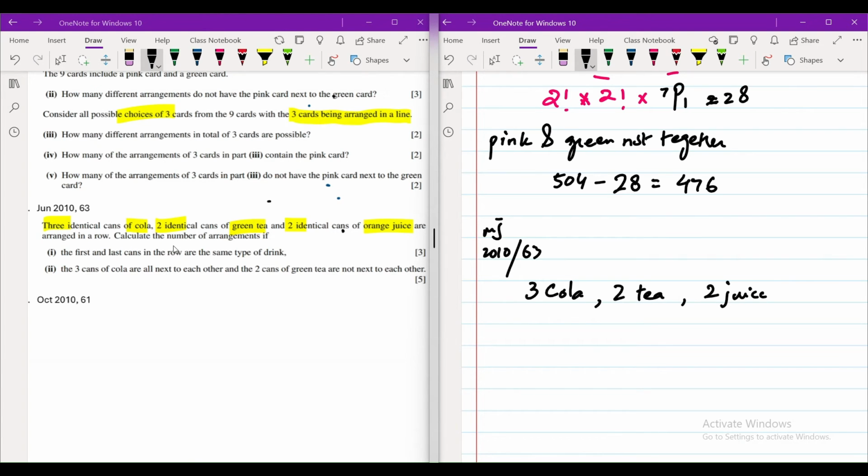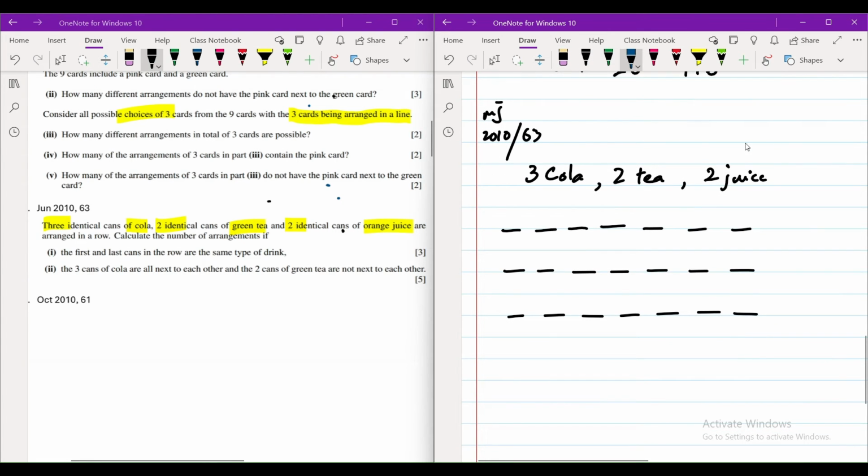Okay, arranged in a row, calculate the number of arrangements if the first and the last cans in the row are the same type of drink. Okay, so this is important. So we just have 3 choices, and we have 3 plus 2 plus 2. That means 7 possible slots. So 1, 2, 3, 4, 5, 6, 7.